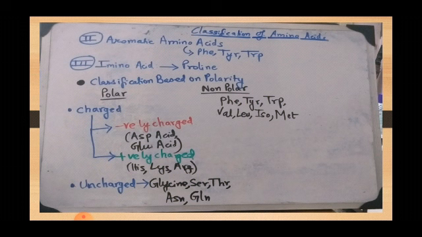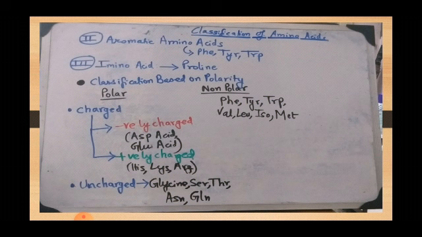Now we come to uncharged. Polar uncharged amino acids are glycine, serine, threonine, asparagine, glutamine. Glycine, due to amino group, they are polar, and serine, threonine, due to their OH group, they are polar.